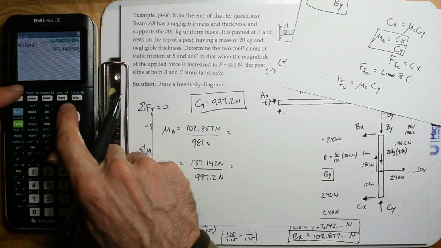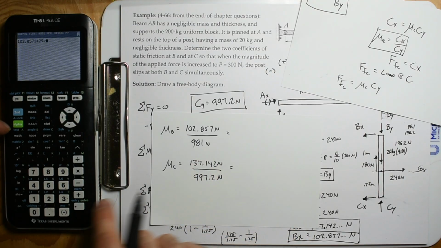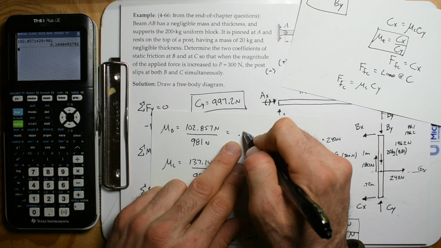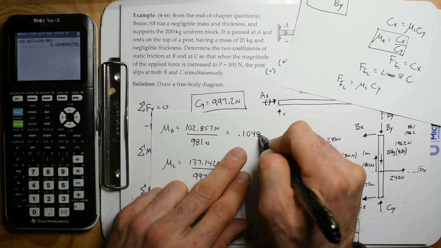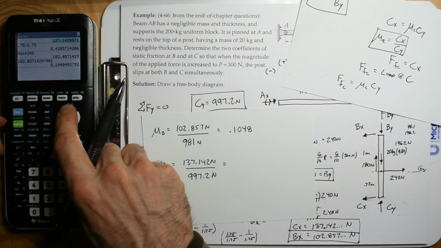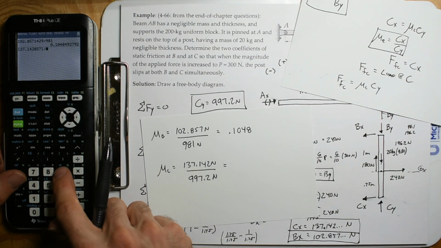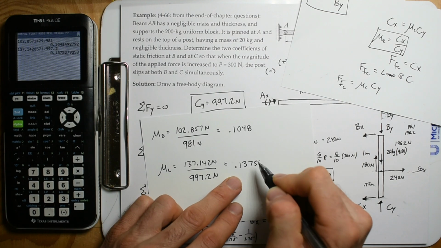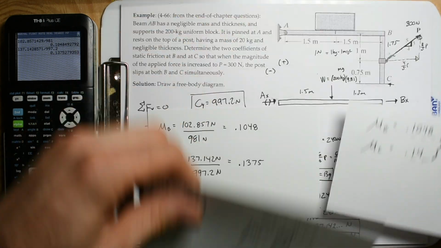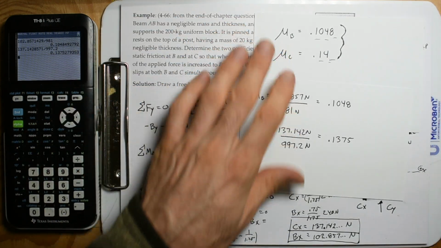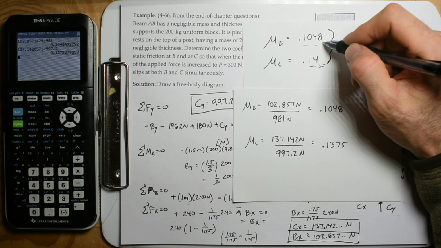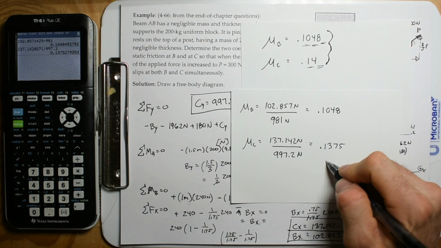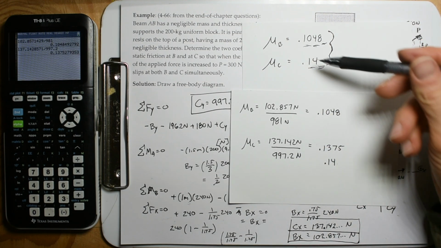All right, so let's do this. We have that 102. We're going to divide it by 981, and we're going to get a coefficient of 0.1048. This one, we're going to get 137.1 divided by 997.2, and we're going to get 0.1375. And this was the answers that were kind of given. No rhyme or reason for the significant digits. I think they were just thrown on the board. But this one rounds to 0.114 just to show you that, yep, we did it.